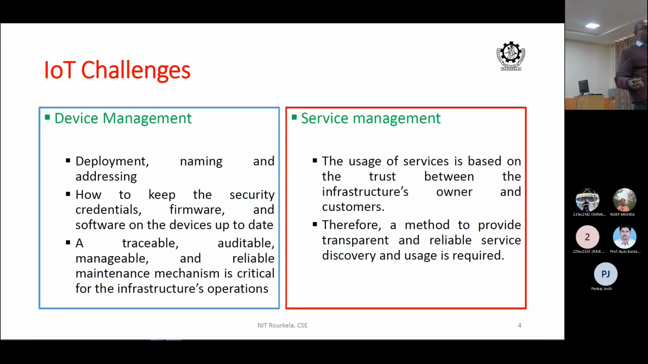Then you can use those devices to collect information from the sensor. That's fine, that's the method of deployment. But it's not only the method of deployment. After deployment, you have to maintain the data and information there. Deploying it is not enough. How to address it? How to name it? The naming scheme and addressing scheme also have to be taken into account. Now, you have billions of devices. How to name and how to address them?